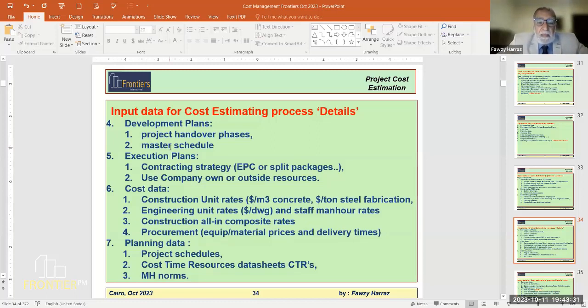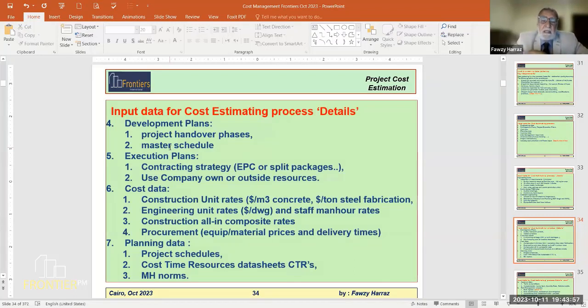Execution plan, the contracting strategy. Shall we build, or shall we apply EPC philosophy or split packages? That's from the owner. That's an owner decision. Use EPC or split package. Each one has merits and demerits regarding cost and schedule and risks. Use company owned or outside resources.